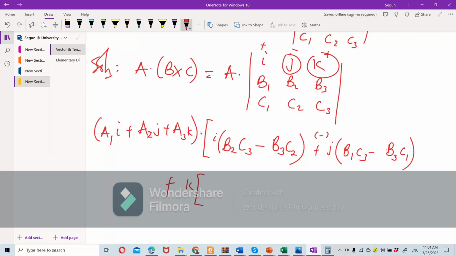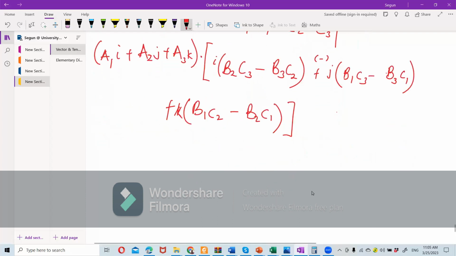This B1, release C2. J. Well, B1 C2 minus B2 C1, which is K. So B1 C2 minus B2 C1. So let I go to I, let J go to J, let K go to K.